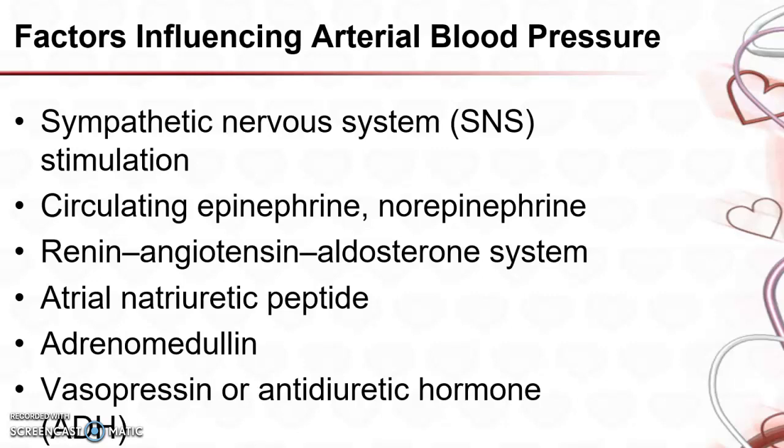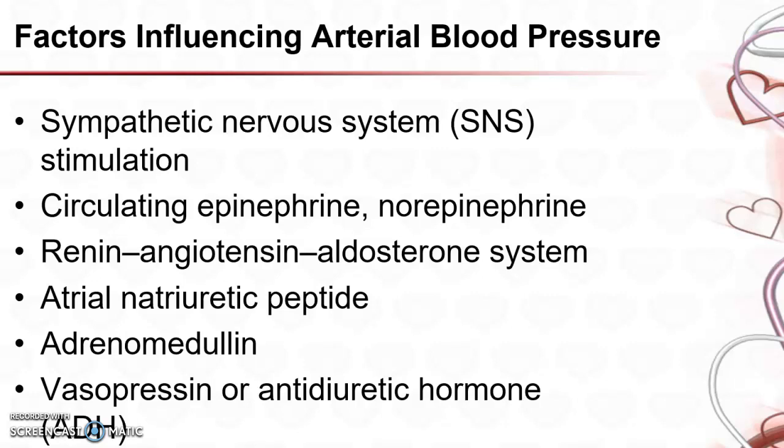So these hormones are going to help us in influencing arterial blood pressure. Epinephrine has slightly more of an effect on our heart, while norepinephrine has more of an effect on blood vessels.